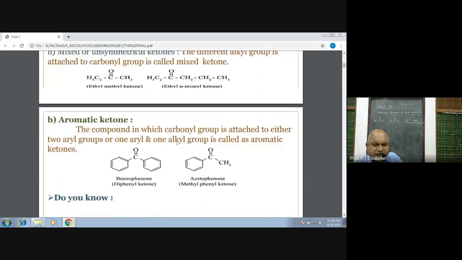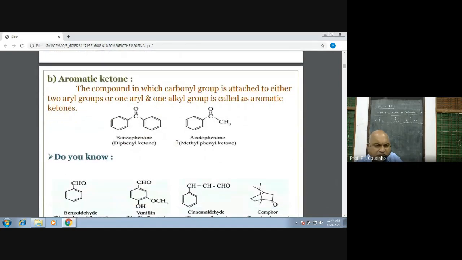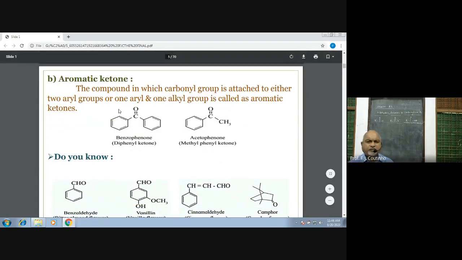Now let us see what is aromatic ketone. The compound in which the carbonyl group, C double bond O, is attached to either two aryl groups.